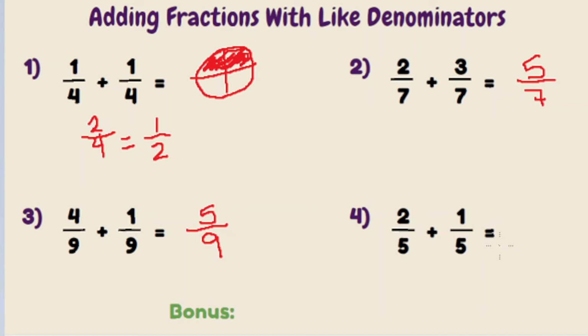Last question, 2/5 plus 1/5. Step 1 is keep our denominator the same. 2 plus 1 is 3. 3/5. The factors of 3 are 1 and 3. The factors of 5 are 1 and 5. The only common factor is 1, so it's in its simplest form. 3/5 is your reduced form, simplest form.